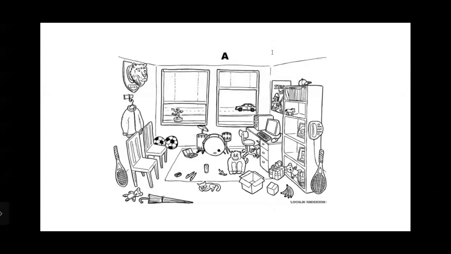Where is, déjeme ampliar un poco la imagen. Where is the teddy bear? The teddy bear is next to the umbrella.